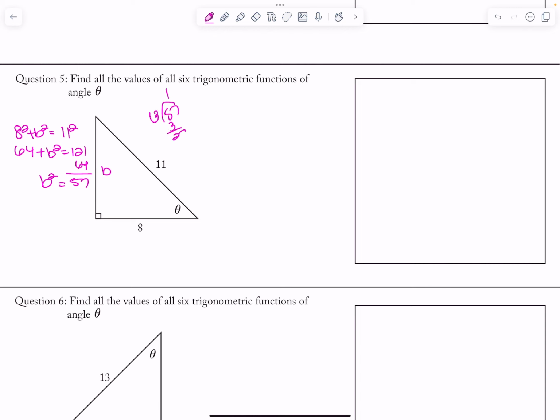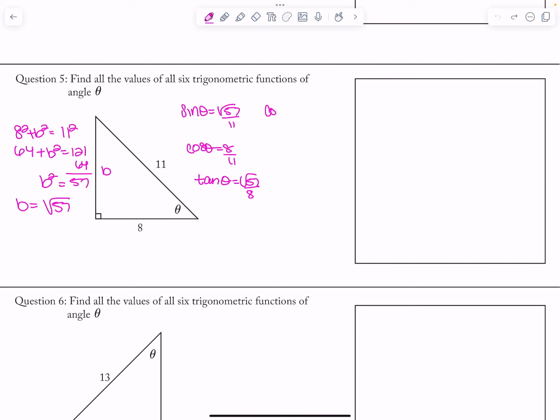So that's also not going to be very nice. So b squared is 57, so b is equal to root 57. So sine of theta is equal to root 57 over 11. Cosine of theta is 8 over 11. Tangent of theta is root 57 over 8.